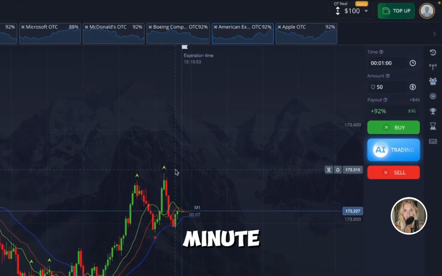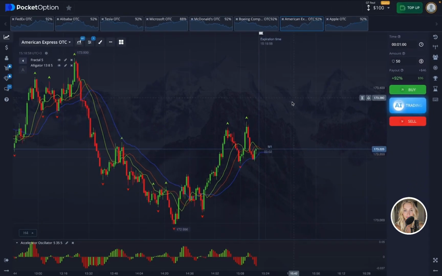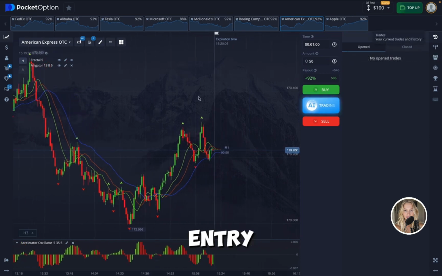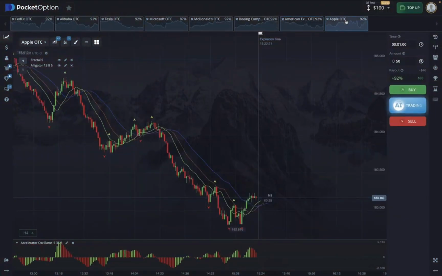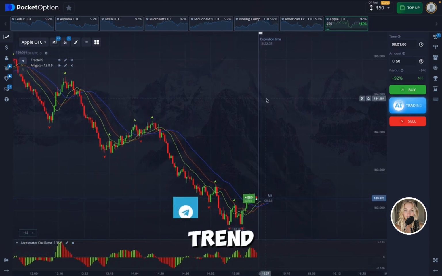We will open on a minute time frame, and I will open the first position for $50. Let's get started and select the first asset for the most optimal entry point. Let's try to open the first position against the trend direction.